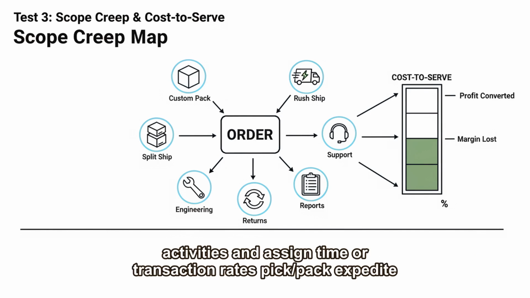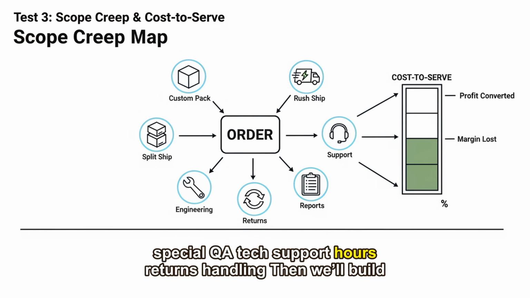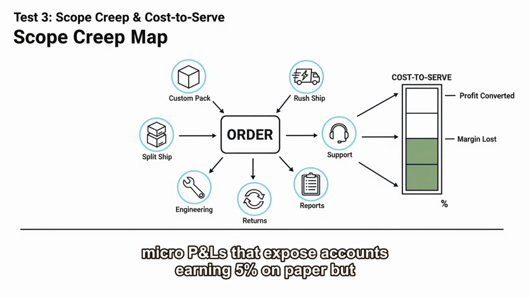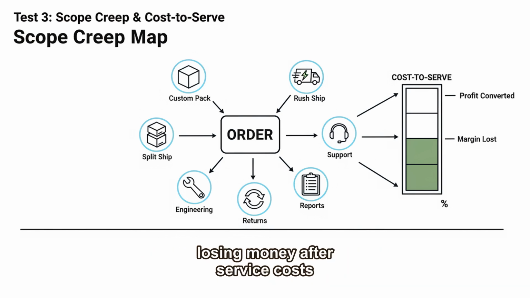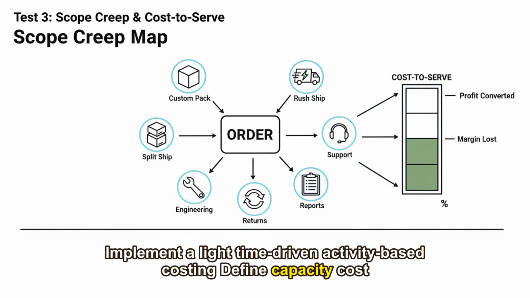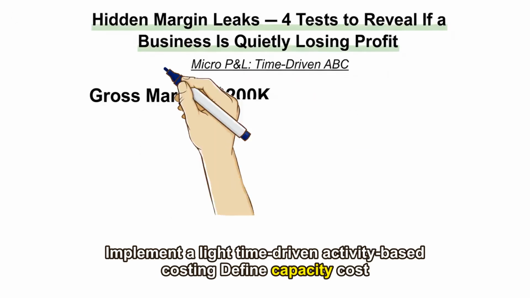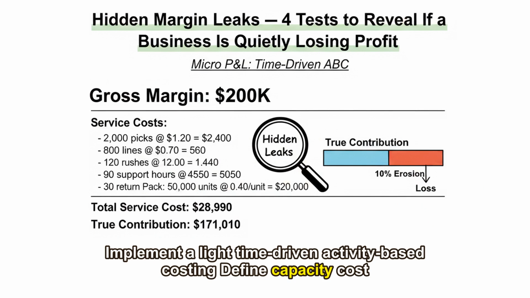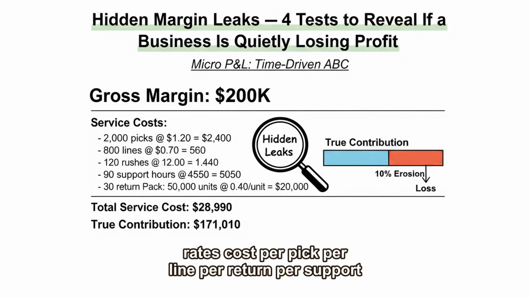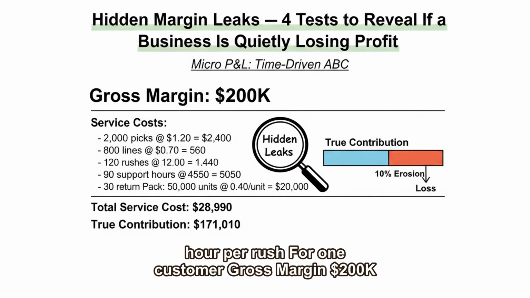We'll map major activities and assign time or transaction rates: pick/pack, expedite, special QA, tech support hours, returns handling. Then we'll build micro P&Ls that expose accounts earning 5% on paper but losing money after service costs. Implement a light time-driven activity-based costing. Define capacity cost rates: cost per pick, per line, per return, per support hour, per rush.